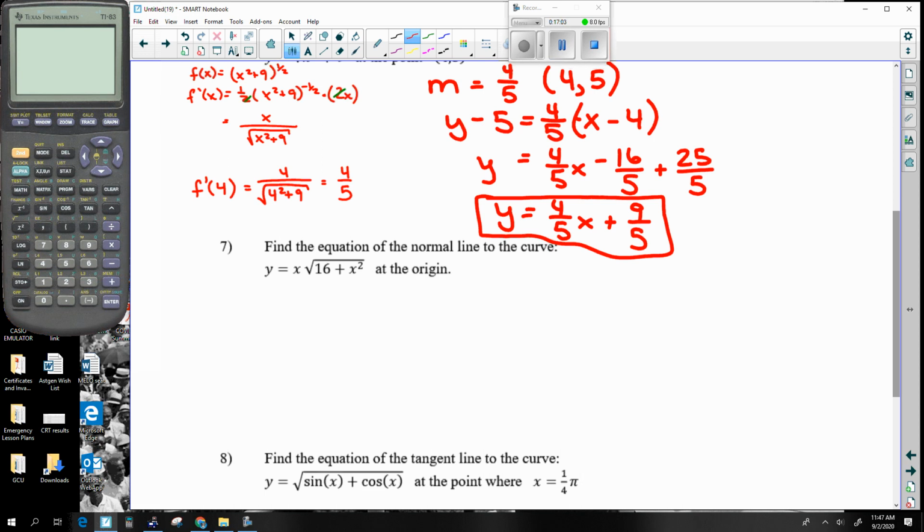Find the equation of the normal line at the origin. So the origin is technically at the point 0, 0. What the normal line is, is a perpendicular. So that implies that the slope is going to be an opposite reciprocal. You'll see what I mean when I get there. So first and foremost, let's take a look at what we have. We have an x times a 16 plus x squared in a square root.